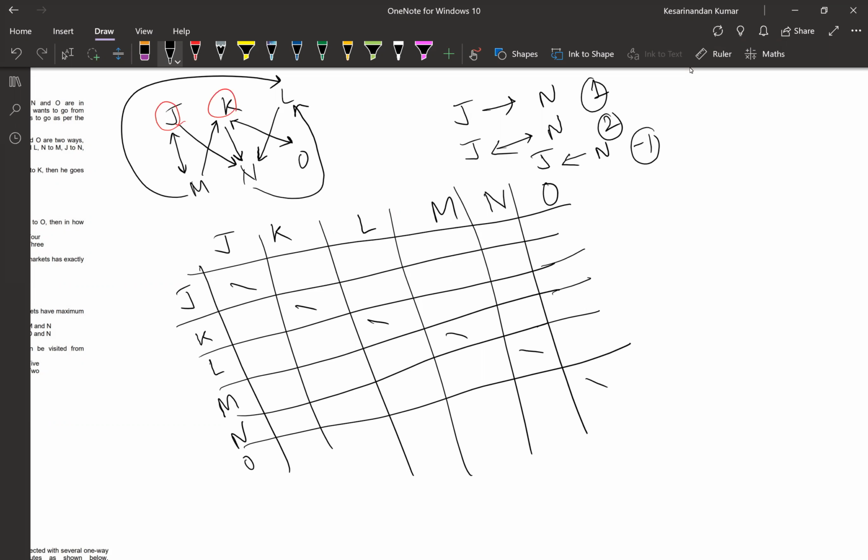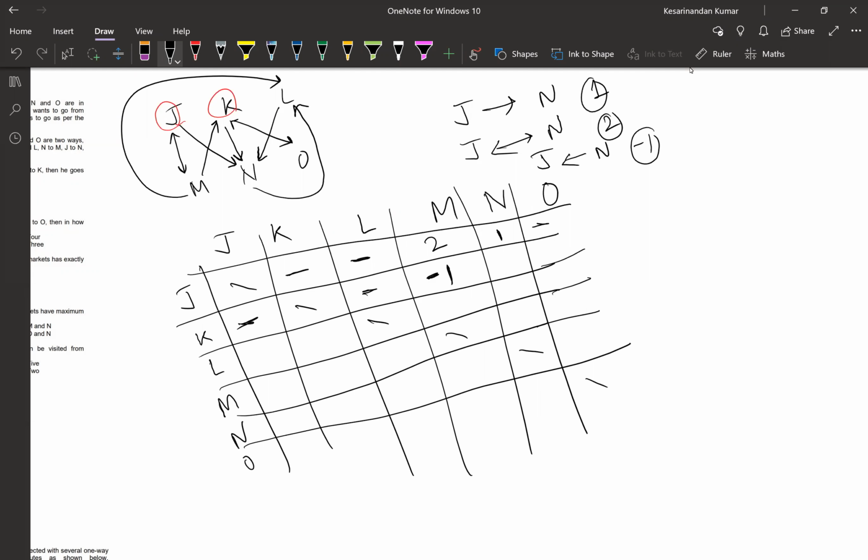Now J to K, is there any road? No, nothing. Put a dash. Then J to L, is there any direct road? No, nothing. Put a dash. J to M, is there a road? Yes, and it is both ways. Then J to N, yes, there is a road and it's one way. Moving forward, J to O, we do not have any direct route, nothing. K to J, do we have a route? No. K to L, do we have a road? No. K to M, do we have a road? Yes, but it is in the opposite direction. So -1.